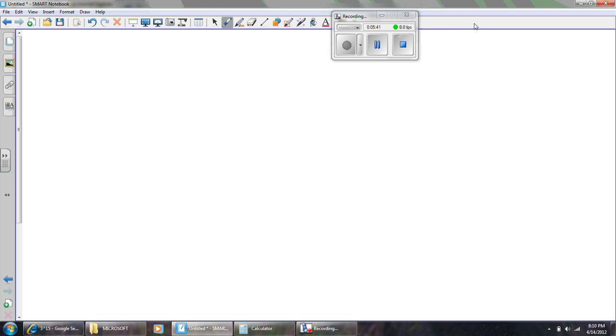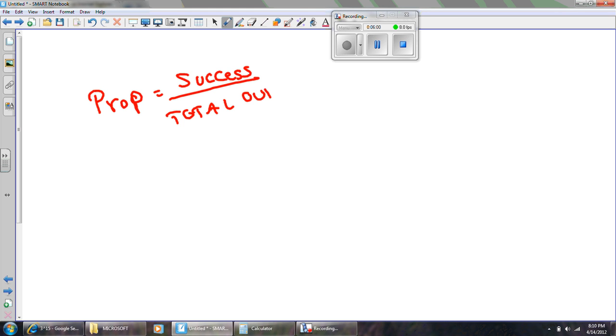And then we got into theoretical probability. And remember, we gave the definition, and the probability was the successes over the total outcomes. And that says prop. It should say prob, right? So the probability.